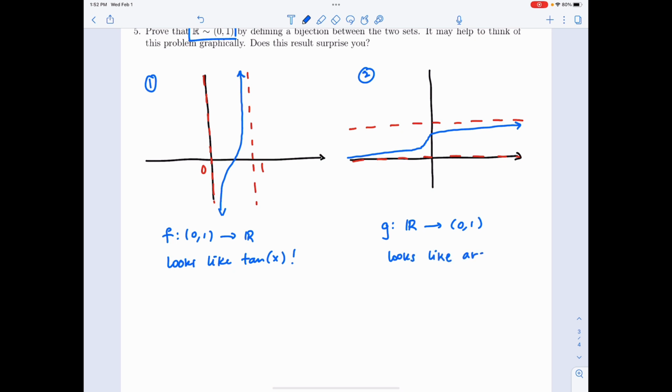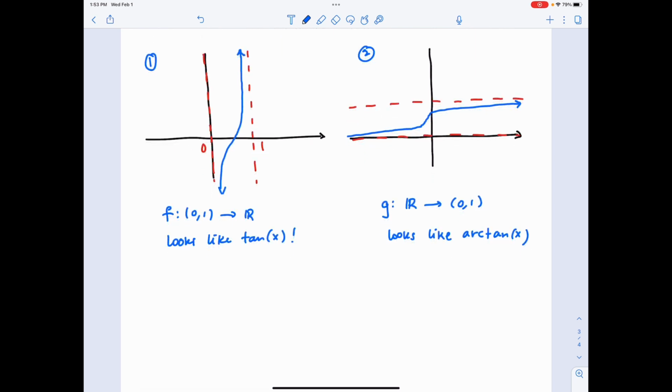Now we shouldn't find that surprising, because we said that the moment that you can prove that A has the same cardinality as B, then you can also show that B has the same cardinality as A just by using the inverse of it. So here we're seeing that under one formulation, our function looks like tangent, and under the other, it looks like arctangent, and those are inverses of one another.